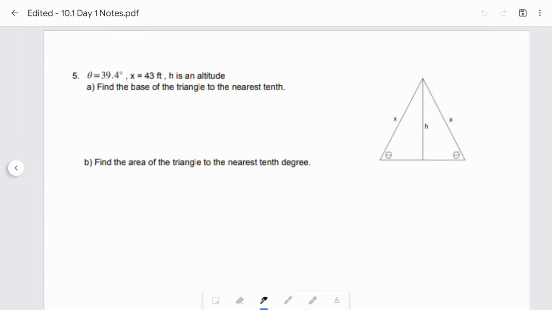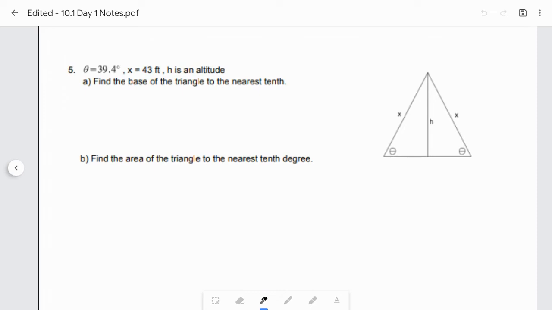Okay. And number 5, we have theta that is equal to 39.4 degrees. We have x is equal to 43 feet. And then h is an altitude. So we are going to end up having some right triangles here. So we want to find the base of the entire triangle to the nearest tenth. So I am looking for this entire base.